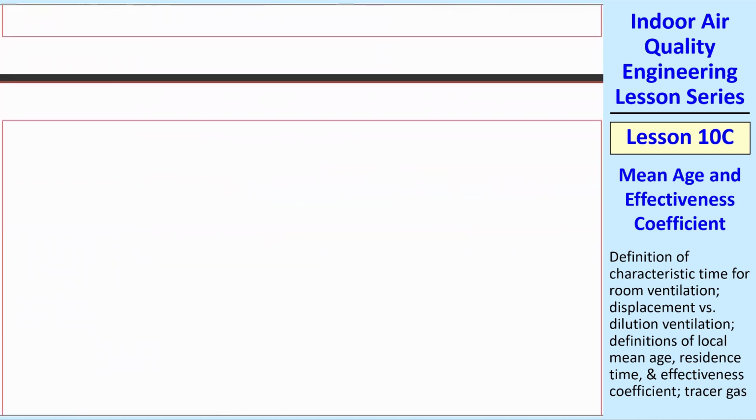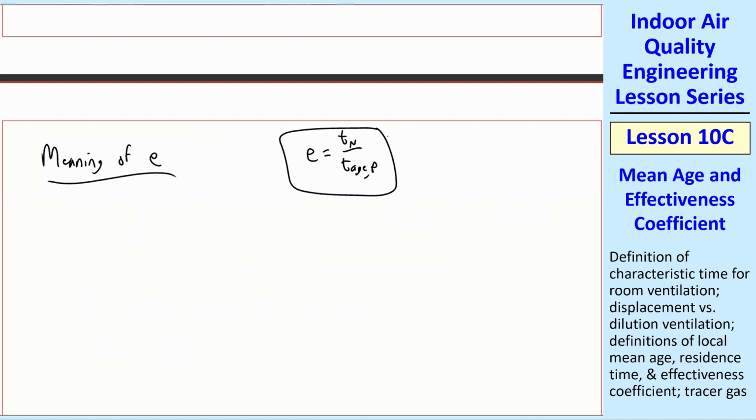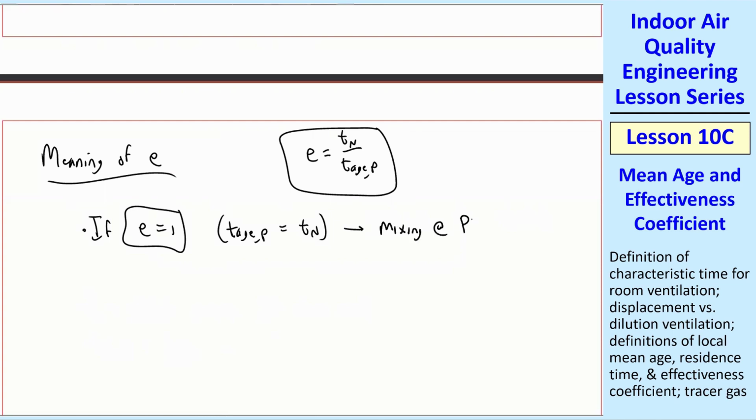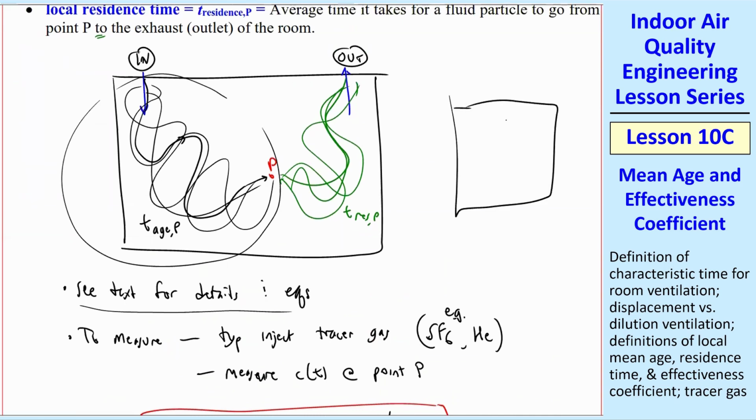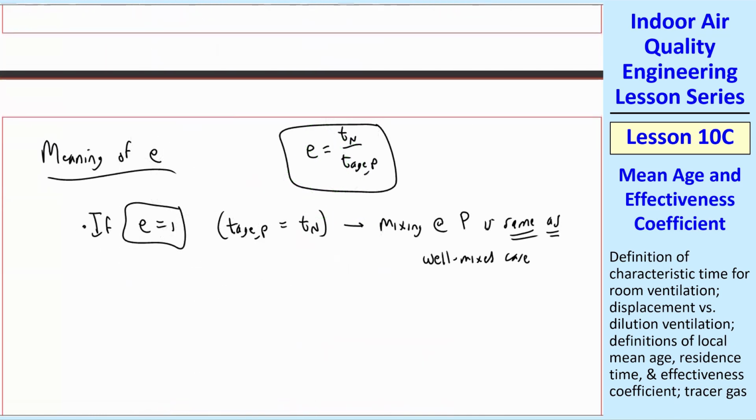Let me talk about what this effectiveness coefficient means. It's Tn over THP. We'll do 3 cases. If E is equal to 1, in other words THP equals Tn, what that implies is mixing at this point P is the same as a well-mixed case. So if you happen to get E equal 1, even though P is just some point here in the room, you would have the same mixing at that point as if you had a well-mixed room with a huge ceiling fan mixing everything up, and you happen to pick a point where that's true, this point P. So that would be E equal 1.